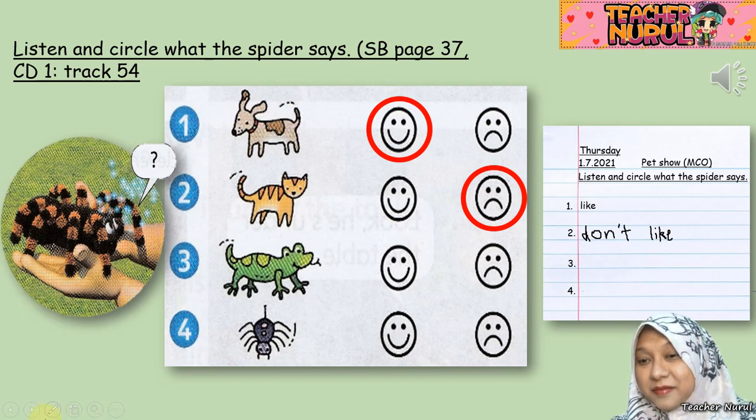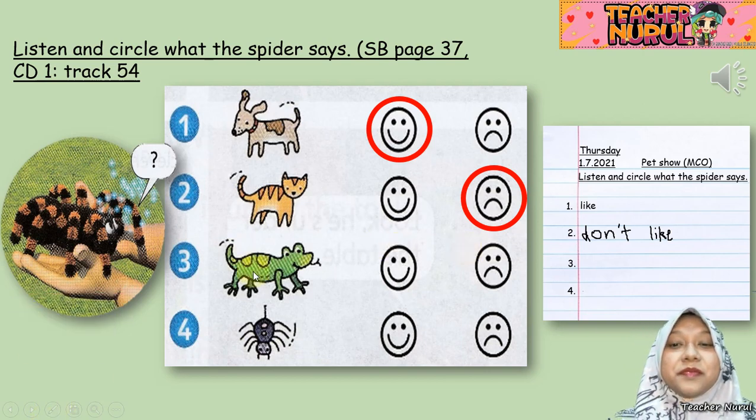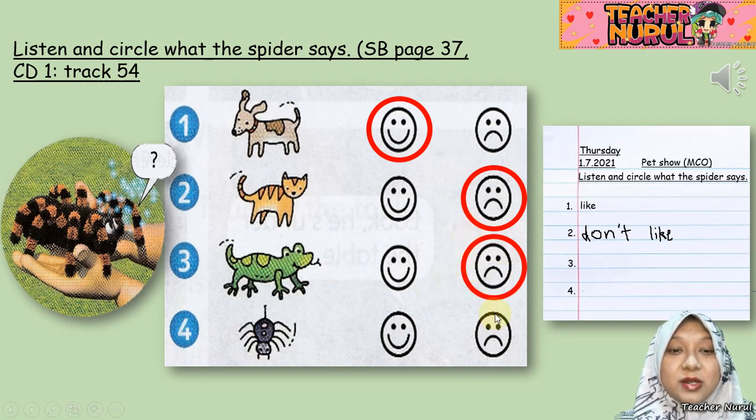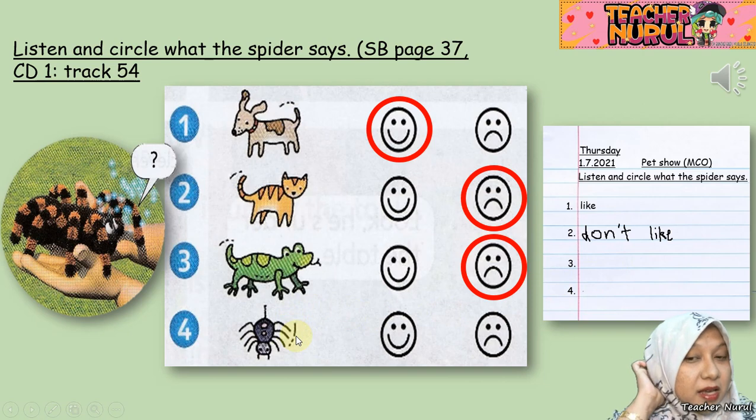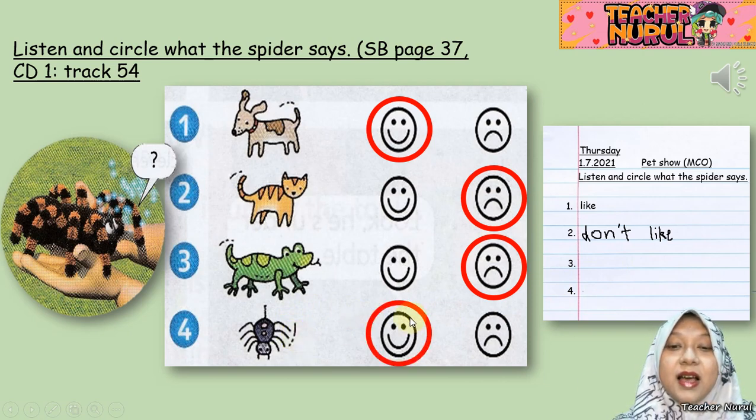Now what about the lizard just now? The spider says I don't like lizard, so the answer is don't like. So you write down don't like. Number 4 is I like spider. Of course, the same species like him.